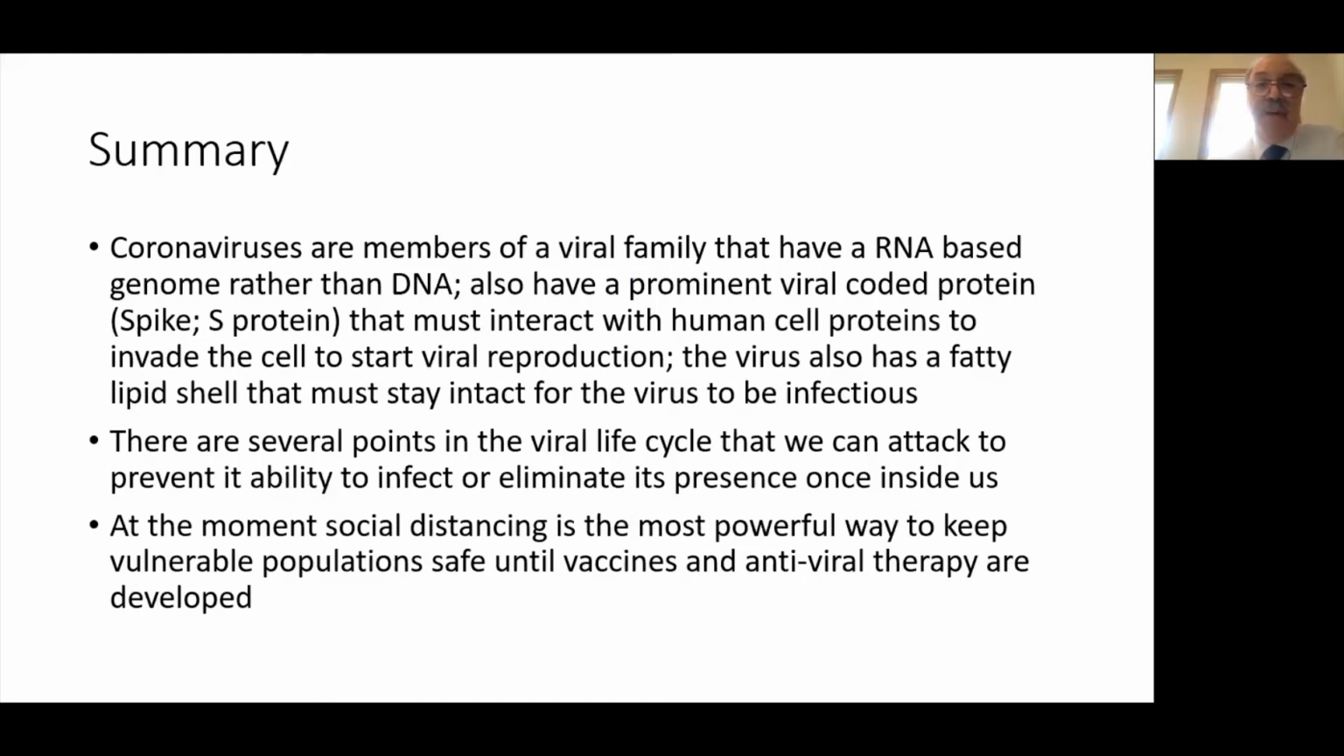There are members of a viral family that have an RNA-based genome rather than DNA, which is what our genomes are based on. They have a prominent viral-coded protein, the S protein or spike, and that gives that prominent picture of the viral proteins extending out into the environment, that crown-like shape, a really distinct shape under electron microscopy that we see in many pictures of the virus. It also has a fatty lipid shell that must stay intact for the virus to be infectious.